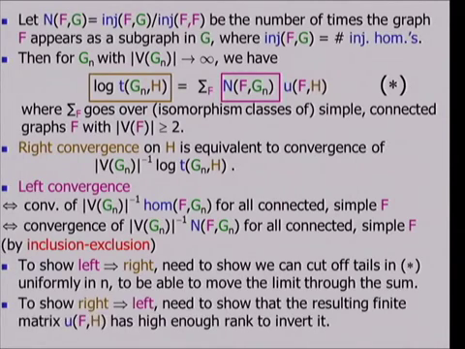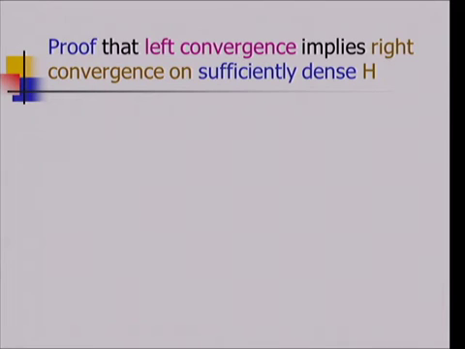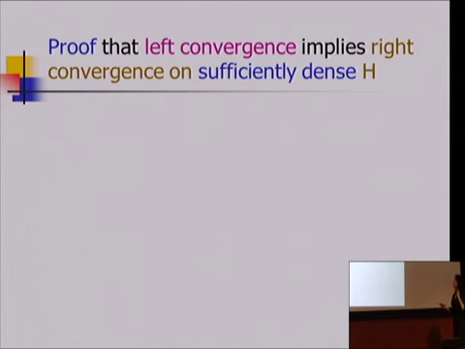And to show that right implies left, what I need to be able to do is invert this. So I need that after I have cut off the tails, the resulting finite matrix that I have here has high enough rank that I can invert it. So that's what I want to do, and that's what I'll do in the remaining 20 minutes or so, roughly speaking. I'll sweep some things under the rug. So, proof that left convergence implies right convergence for sufficiently dense H. So this is like high temperature. This is sufficiently independent colorings.